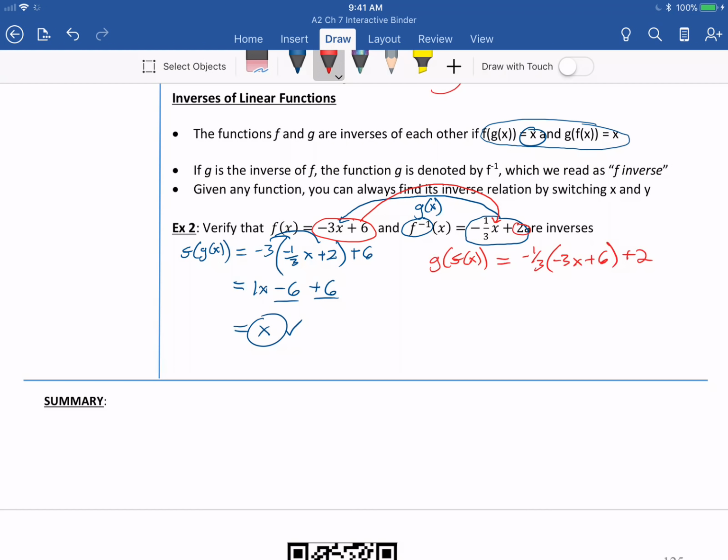All right, so here we go. I go through and I have negative 1/3 times negative 3 is going to be a positive 1x. Negative 1/3 times 6 is going to be a negative 2, and then I have that plus 2. So notice here I get 1x, and negative 2 and positive 2 cancel out. So this is a check. That's exactly what I want. So yes, they are inverses.